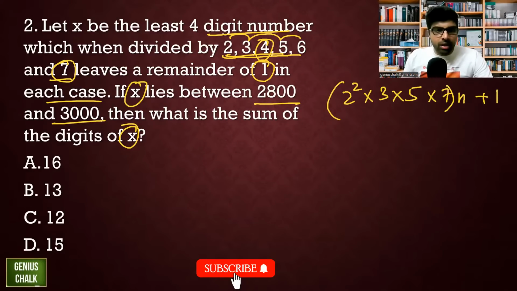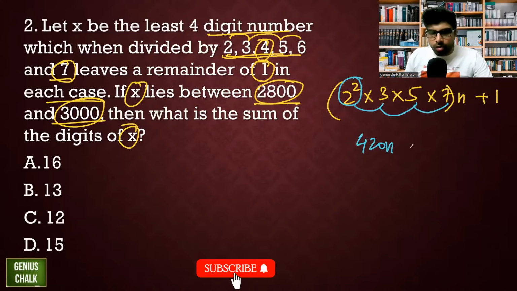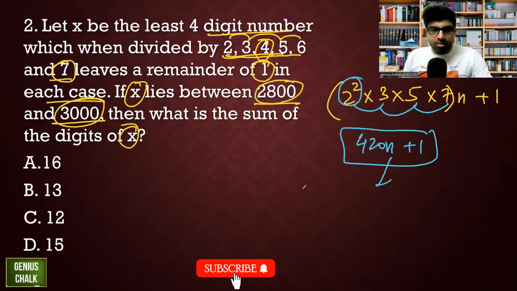And now there is a range given, that X lies between 2800 and 3000. So let's find out what value is coming actually. This is 4 3s are 12, 5s are 60, 7s are 420. So 420n plus 1 is the form. Here I need to put some value of n after which I can come closer to this range. So 4 7s are 28 and this is also 2800. So the minimum value I can put is 7. So let's put n as 7.